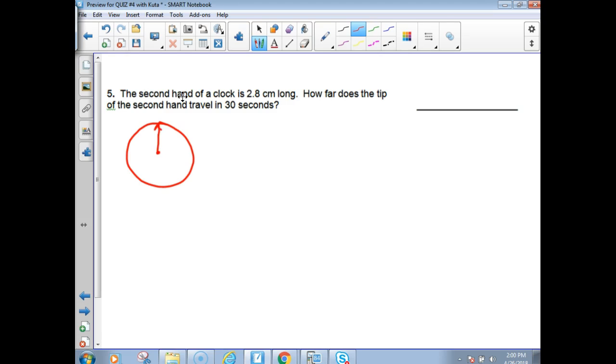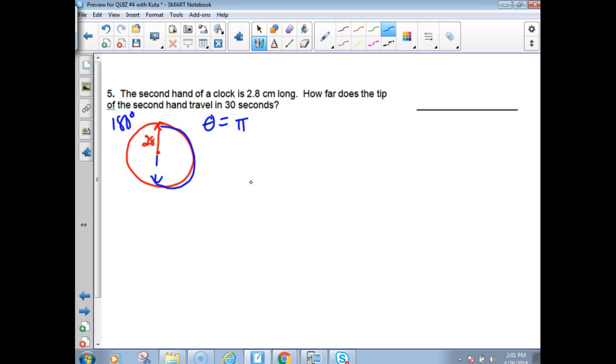Now, if you're going to say the second hand of the clock is 2.8, how far does the tip of the second hand travel in 30 seconds? So it would go to there, right? That would be 30 seconds. So now it'd be pointing down there. How much is that? In radians? Pi. It's 180 degrees, which is pi radians.